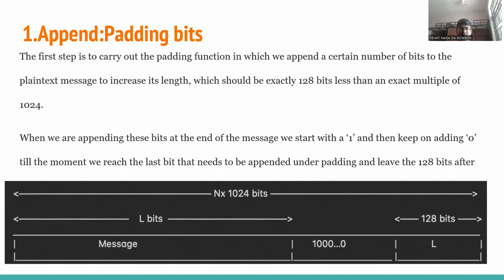First, we need to add some padding bits to the given message, and we should leave exactly 128 bits at the end, so that when we add these 128 bits, the overall length of the message is a multiple of 1024 bits. Here you can clearly see that for the given message, we are adding some padding bits and leaving exactly 128 bits further. For these padding bits, the first bit will be a 1, and it is followed by all 0s till the end.